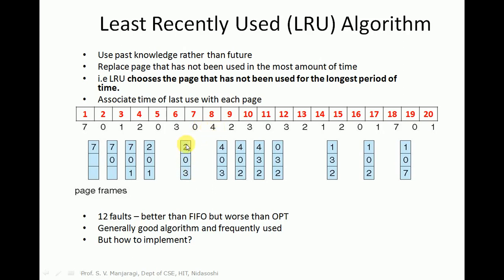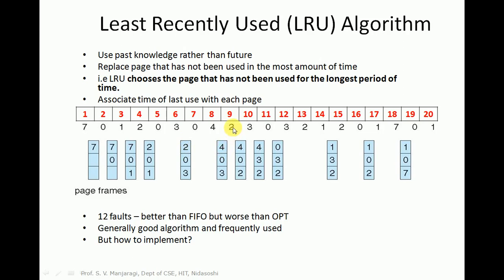4 is not there in the memory, we need to go for the replacement. Among 2, 0, 3, which one do we replace? 0 is recently used. Next we got 3. Next we got 2. So 2 is not used for the longest period of time. So 2 we need to replace with 4 here.